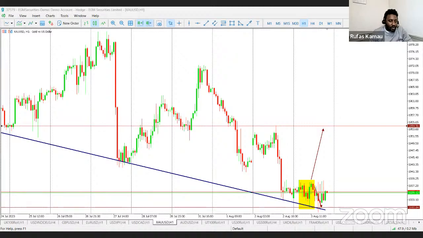And we all know what's happening tomorrow. We will be focusing on the US non-farm payrolls. And this has the potential to cause some good volatility in the markets, and of course, create an opportunity for you to squeeze in some pips.